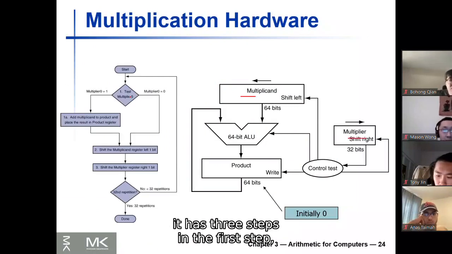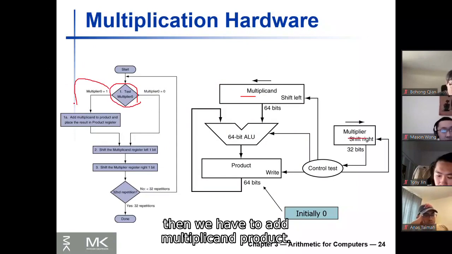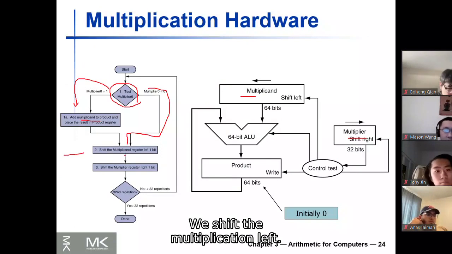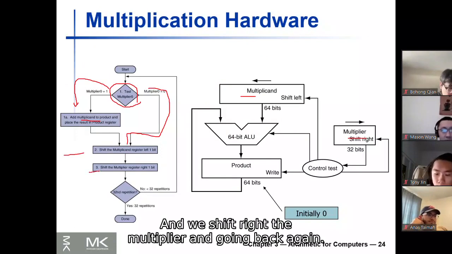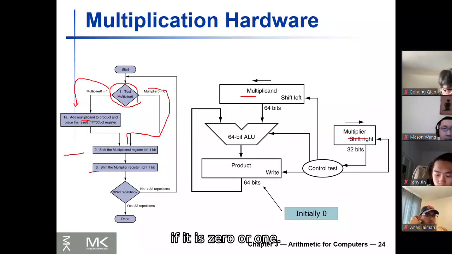It has 3 steps. In the first step, we test if it is 0 or 1 at the first bit of multiplier. If it is 1, then we have to add multiplicand to product. If it is 0, we don't add. We come here, we shift the multiplicand left, and we shift right the multiplier, and going back again to test the first bit of multiplier, if it is 0 or 1.